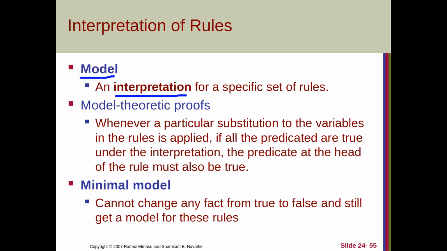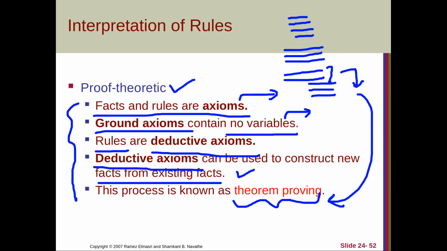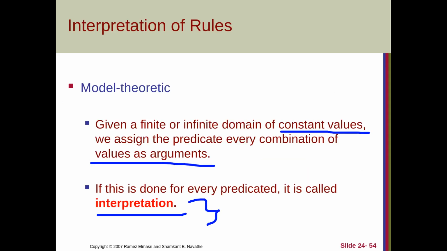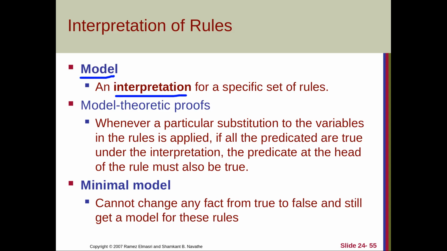In the previous case, proof theoretic, we are not doing that. We are only applying certain changes, certain values being substituted. But in model theoretic, all the possible constant values that are given will be applied to the variables, and only if all combinations are true will the head side also be true.